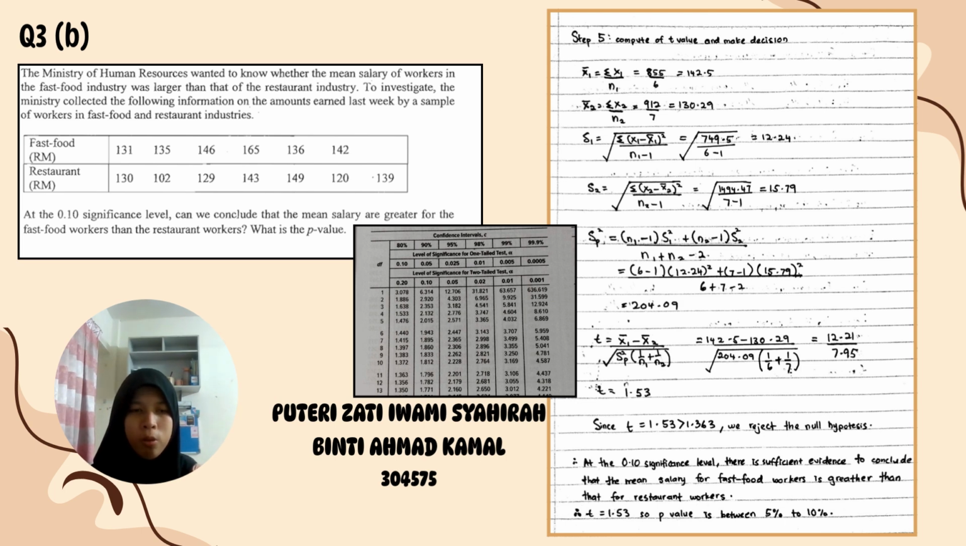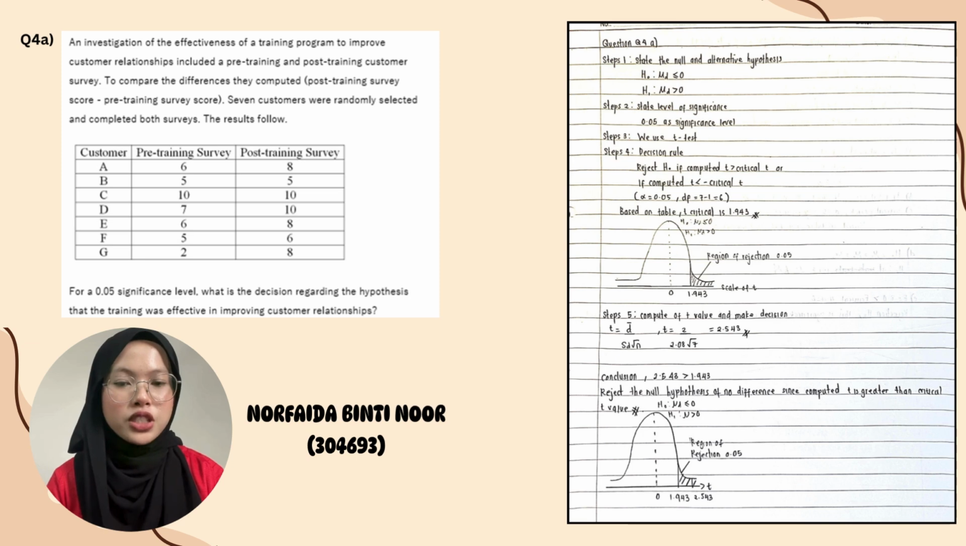Since t equals 1.53, if we look at the t distribution table, it is between 1.363 and 1.796. So the p-value is between 5% and 10%. So we will continue to question 4a.